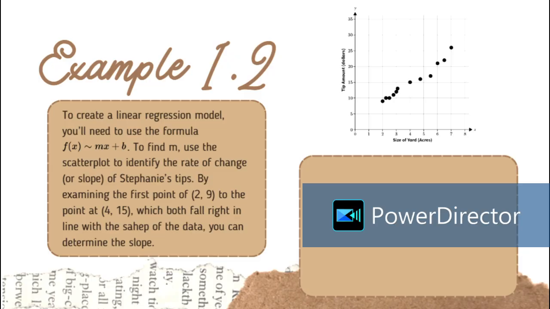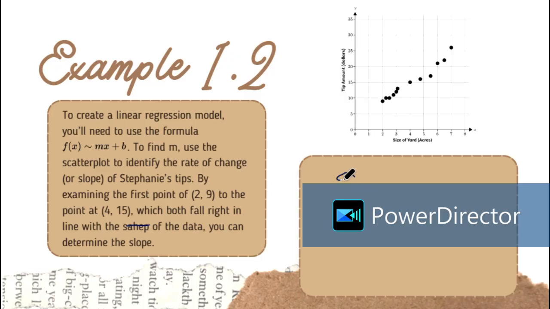So to create a linear regression model, you need to use the formula. To find m, use the scatter plot to identify the rate of change or slope of Stephanie's tips by examining the first point, which they're saying is at 2, 9, and the next point, which is at 4, 15. I don't know how that's the next point, but whatever, which both fall right in line with the something, that's obviously a typo, of the data. You can determine the slope. I guess because they're looking at, I don't know why they picked those two.